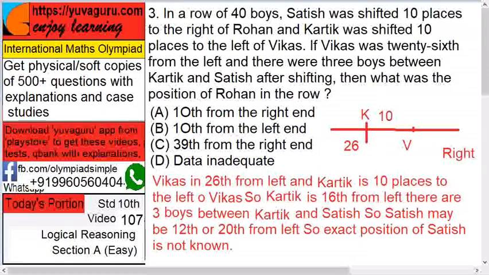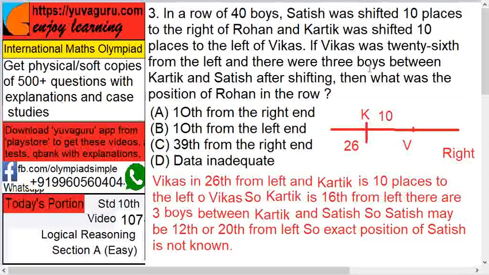90 meters. Next, in a row of 40 boys, Satish was shifted 10 places to the right of Rohan. Karthik was shifted 10 places to the left of Vikas. If Vikas was 26th from the left and there were 3 boys between Karthik and Satish after shifting, then what was the position of Rohan in the row?